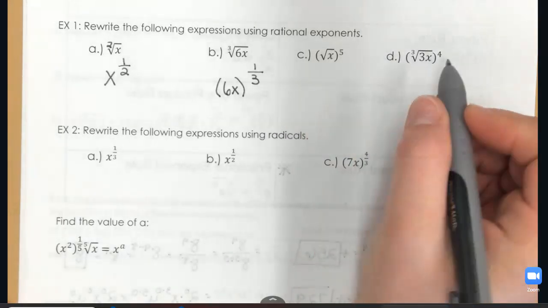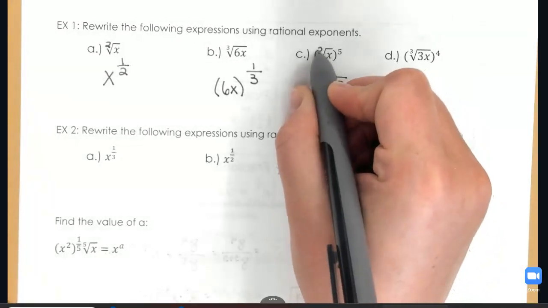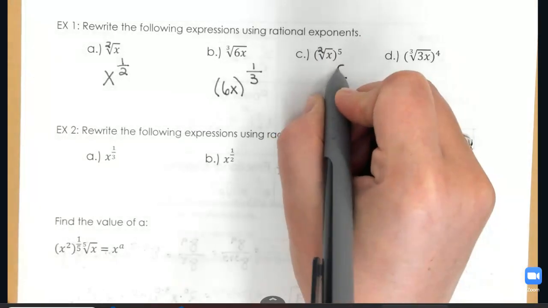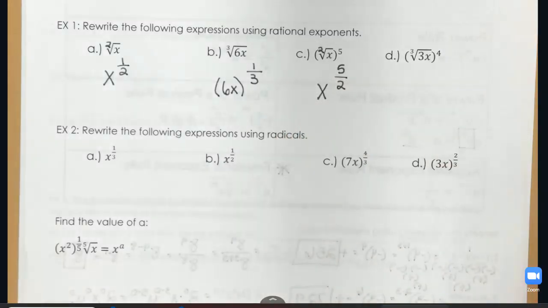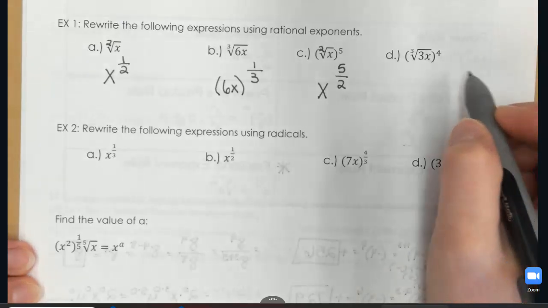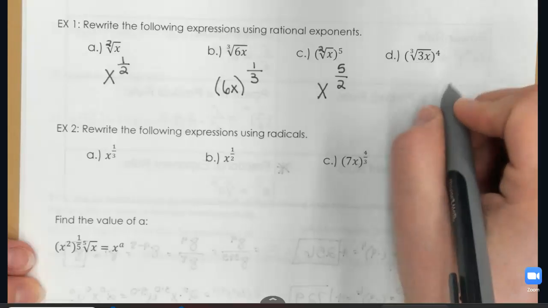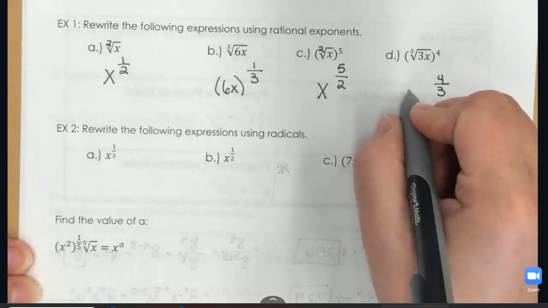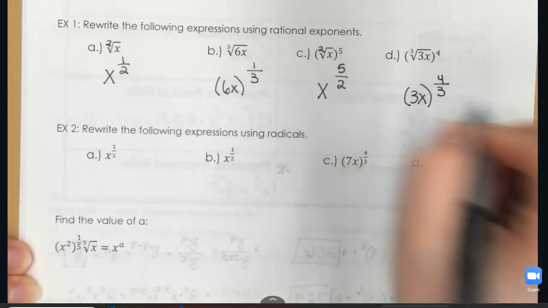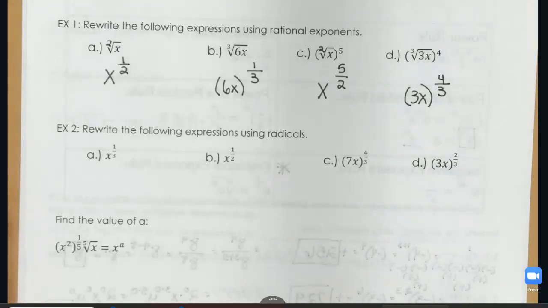On c, I have the square root of x to the 5th power, so that means my denominator is 2 because it's a square root. And then because it's to the 5th power, that is going to be my numerator. So this is x to the 5/2 power, or 5/2, however you'd like to say it. And then on d, I have the cube root of 3x to the 4th power, so that means that my exponent is going to be to the 4/3. And both 3 and the x are part of that radical, so I need to put it in parentheses so we know my exponent applies to both parts.